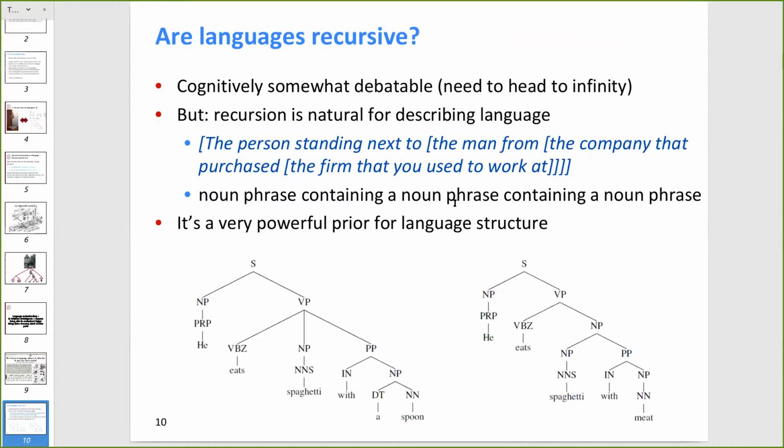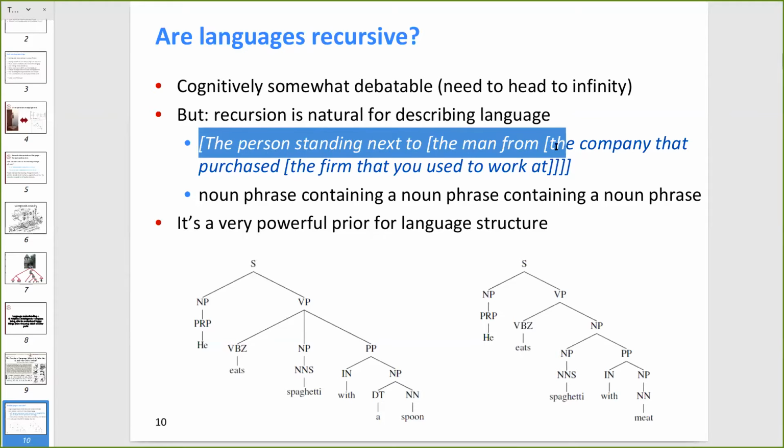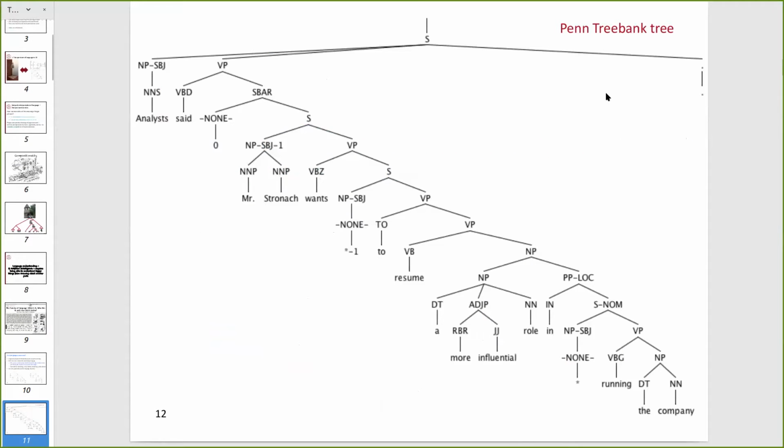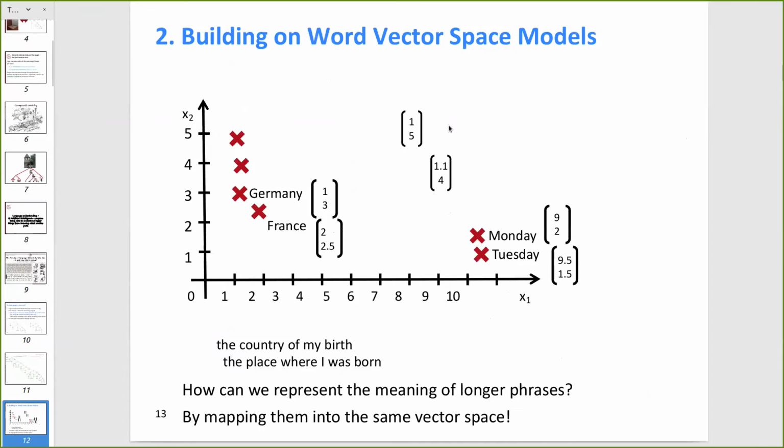So what the example means is that this entire sentence has a noun phrase, and it also has a noun phrase within another noun phrase. That's what these braces indicate here. "The man from" is a noun phrase, and then we have another noun phrase, "the company that purchased". So this way we have these nested noun phrases. This again is something like recursion. Here's something called a tree branch, giving another example.